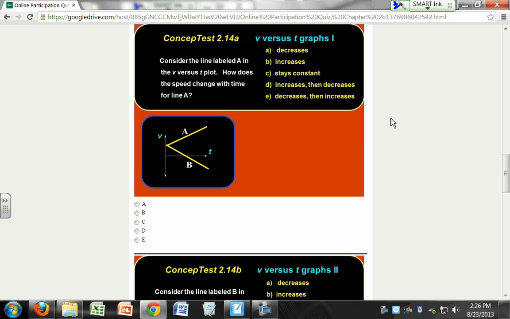Consider the line labeled A in the V versus T plot. How does the speed change with time for line A? Look, this is a velocity versus time graph, so not really looking at slope, you're just looking at how it changes with time. The velocity increases with time, so that is B.